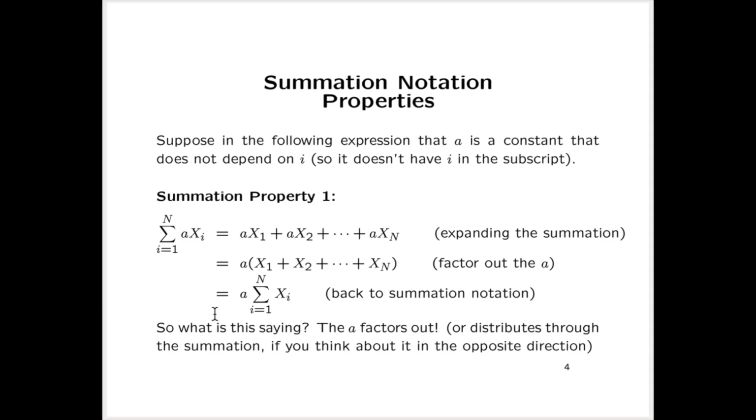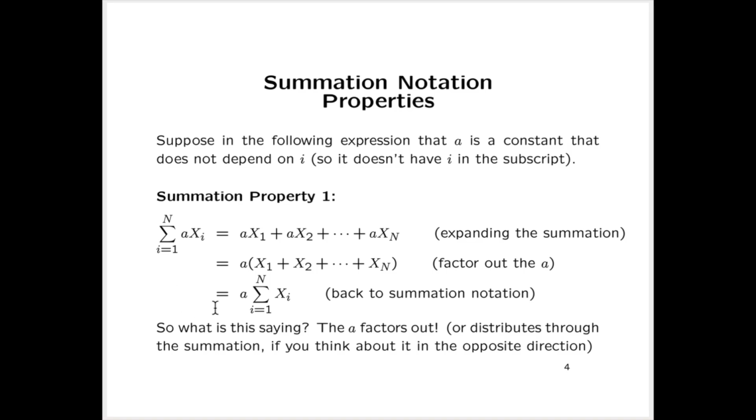Well, the term in the parentheses is just the summation of the x sub i's, i going from 1 to cap n. So if we think about this property, starting on the left-hand side and going to the right-hand side, we can think of it as saying that the a factors out of the summation. Again, because the a does not depend on the index of summation, we can pull it out front, we can factor it out.